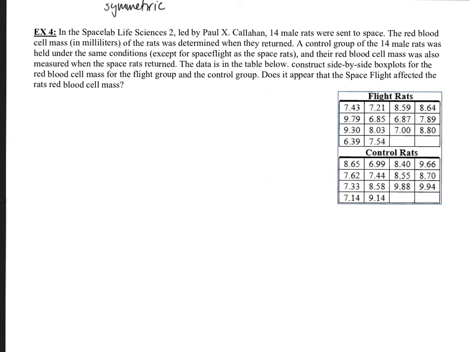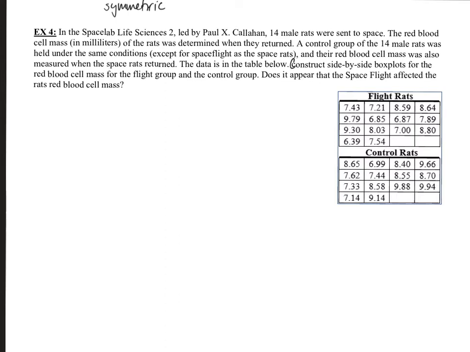Now for example 4. In the Space Lab Life Sciences 2, led by Paul X. Callahan, 14 male rats were sent to space. The red blood cell mass in milliliters of the rats was determined when they returned. A control group of 14 male rats was held under the same conditions, and their red blood cell mass was also measured when the space rats returned. The data is in the table below. Construct side-by-side box plots for the red blood cell mass for the flight group and the control group. Does it appear that the space flight affected the red blood cell mass?